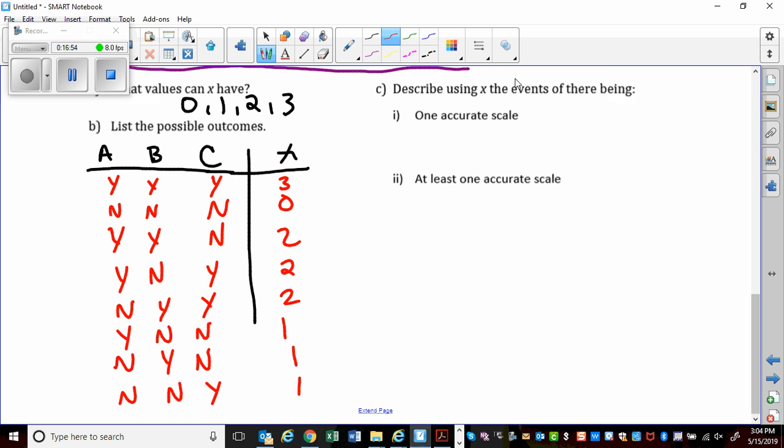Describe using X the event that there is at least 1 accurate scale. At least 1 means when X is equal to 1, 2, or 3. All 3 of them could work, all but the 0. So when X is greater than or equal to 1, that's it.